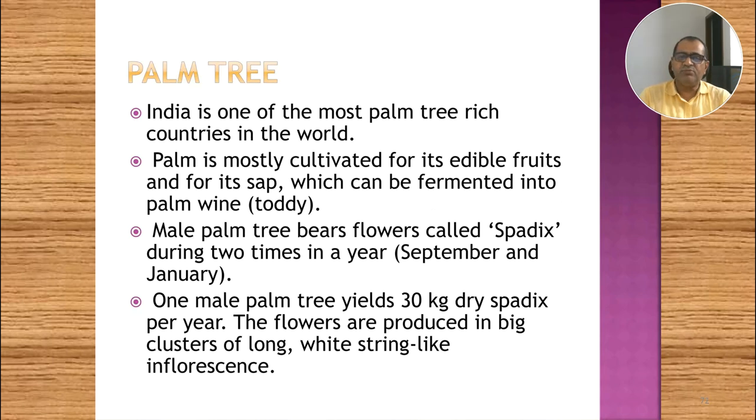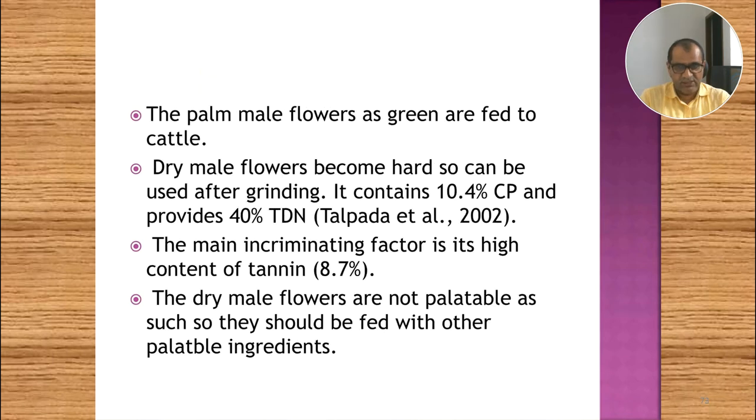So the palm tree is most commonly cultivated in the world, and India is one of the topmost countries. It is cultivated for edible fruits, and for its sap, which can be fermented into palm wine. So it is also called toddy. Male palm tree bears what is called the spadix, two times in a year. So one male palm tree yields about 30 kg dry spadix per year. The flowers are produced in a big cluster of long white string-like inflorescence.